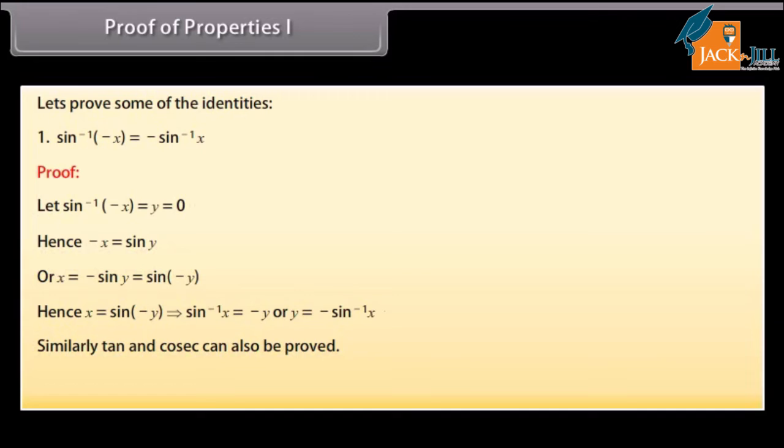Similarly, tan and cosec can also be proved. Cos inverse of minus x is equal to pi minus cos inverse x.